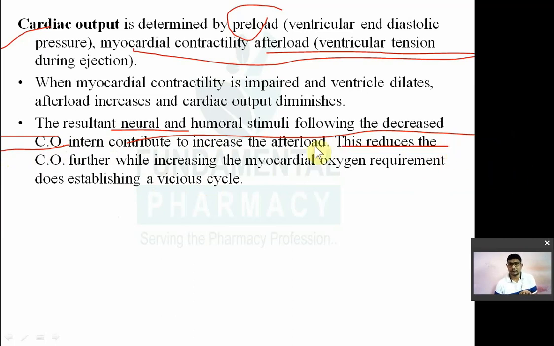Okay, this reduces the cardiac output again while increasing the myocardial oxygen requirement. Okay, so myocardial oxygen requirement is increasing, afterload.